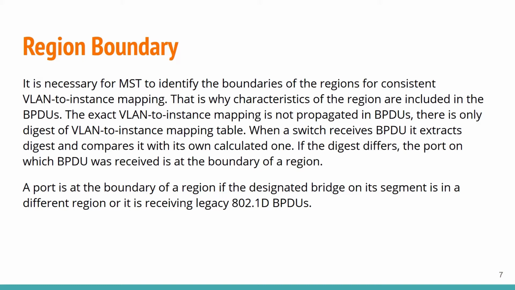When a switch receives a BPDU, it extracts the digest and compares it with its own calculated one. If the digest differs, the port on which the BPDU was received is at the boundary of the region. A port is at the boundary of the region if the designated bridge on its segment is in a different region or it is receiving legacy 802.1d BPDUs.